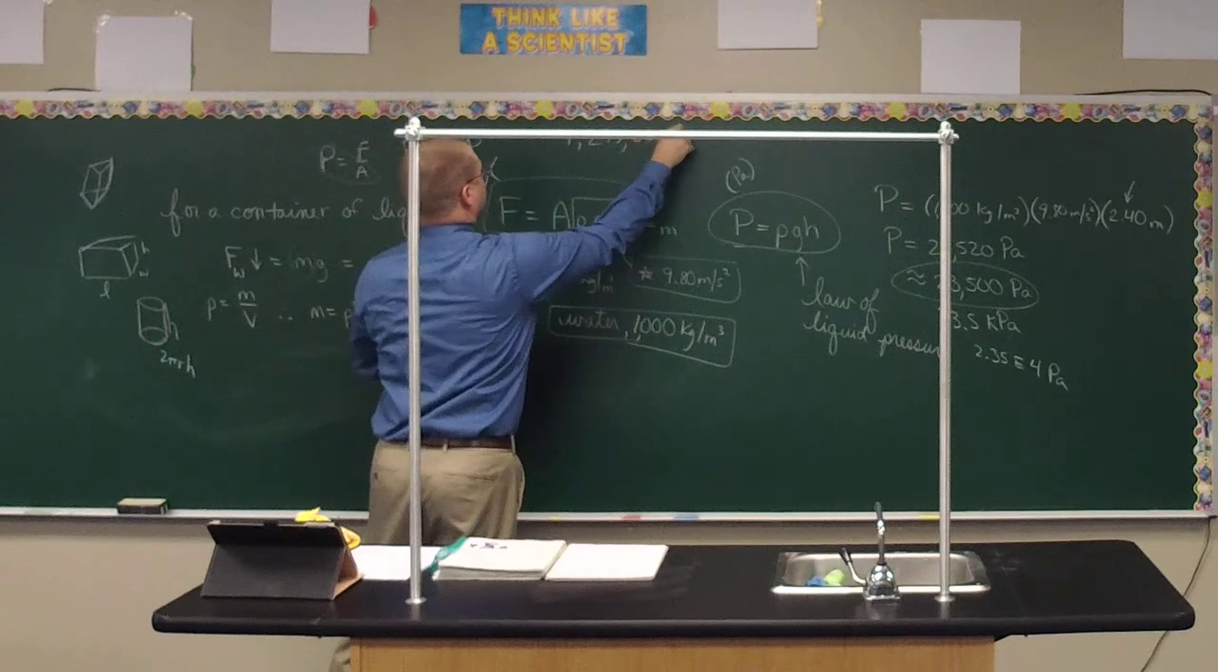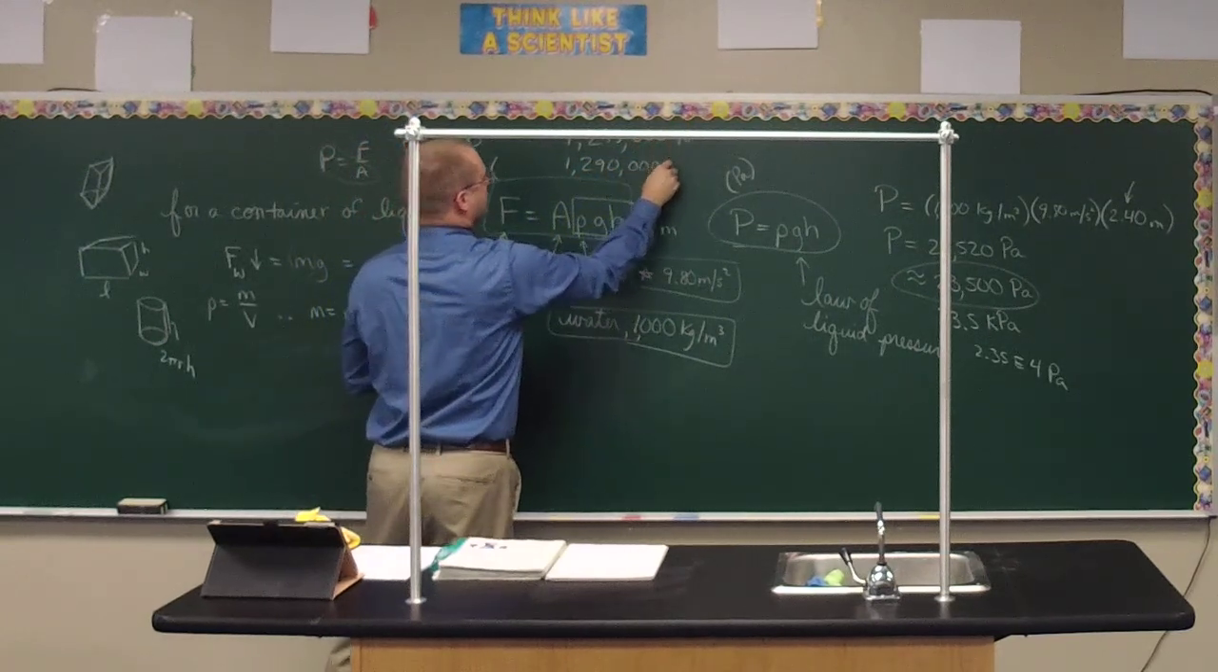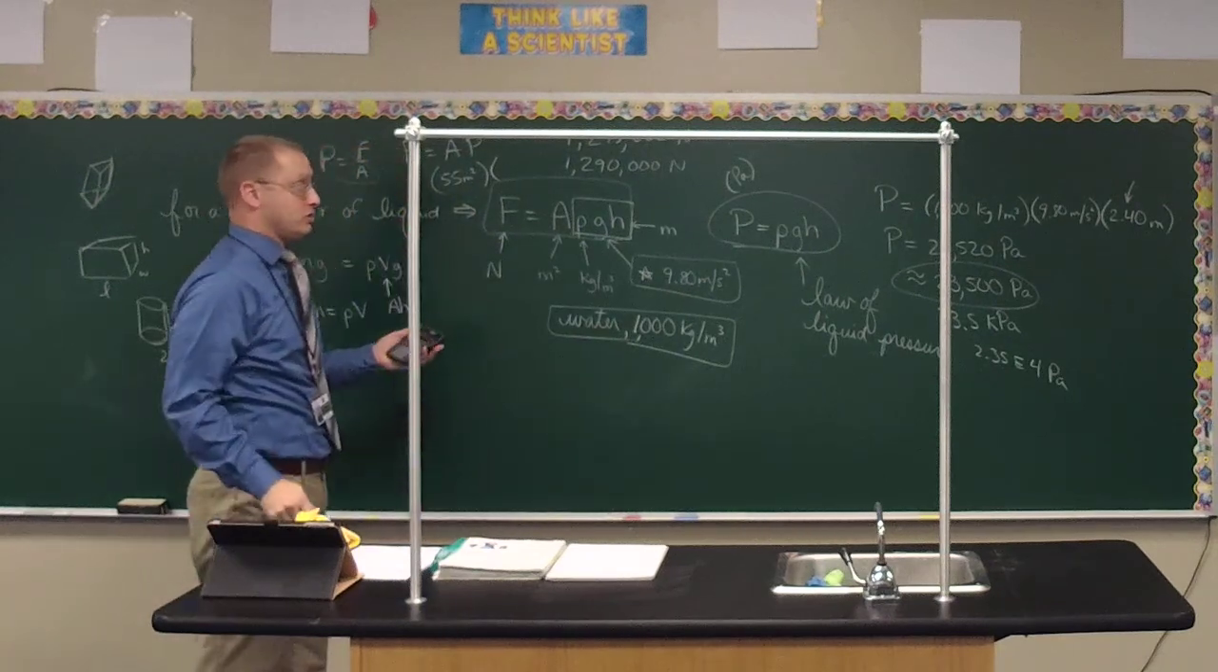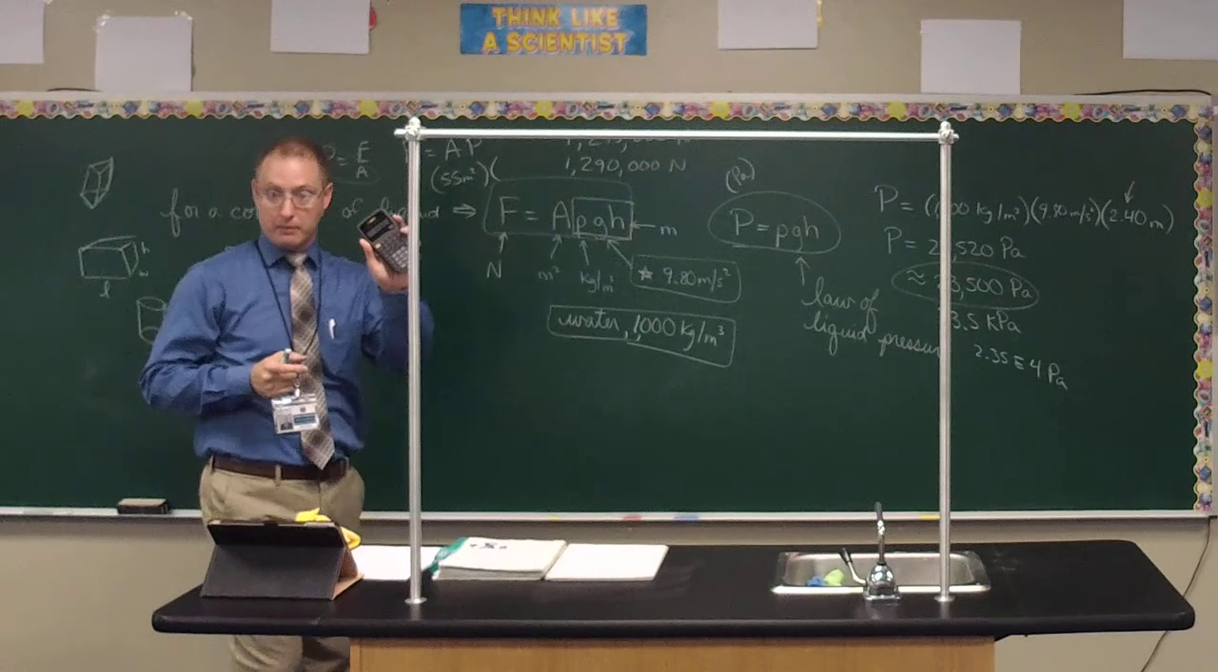1,293,600. And again, 3 sig figs, so we'll say 1,290,000 newtons. Or here's a good time where maybe we do want to use scientific notation. Let me show you how to do that real quick. Do you still have the number on your calculator?